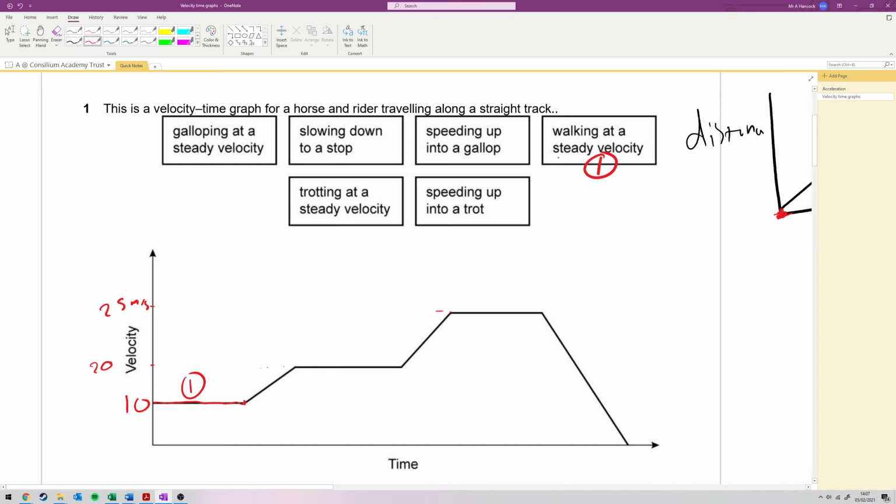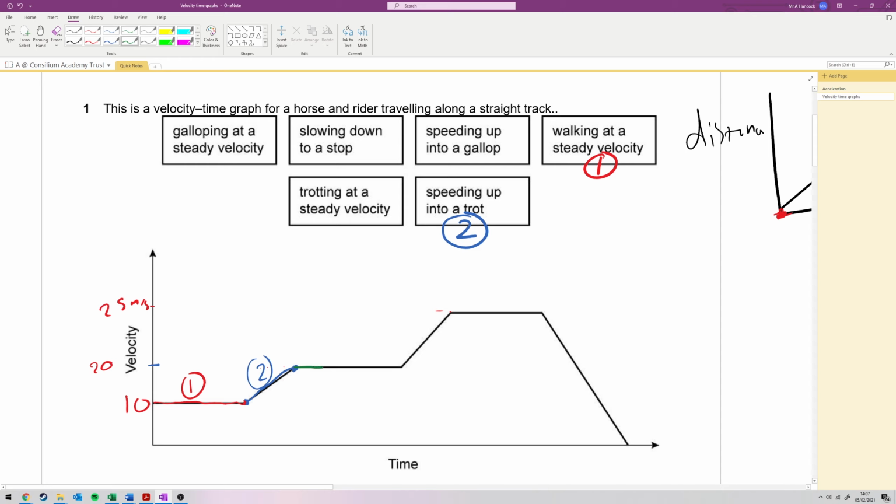So this horse is walking at a steady velocity. Now, when you get to this point here, we start at 10 meters per second, and then the line goes up to 20 meters per second. So at 2, if you look here, we started at 10, then we've ended at 20, so this horse was speeding up at section 2. So I'm going to tell you that the next thing is a trot for a horse. So the number 2 here, speeding up into a trot, was the next bit.